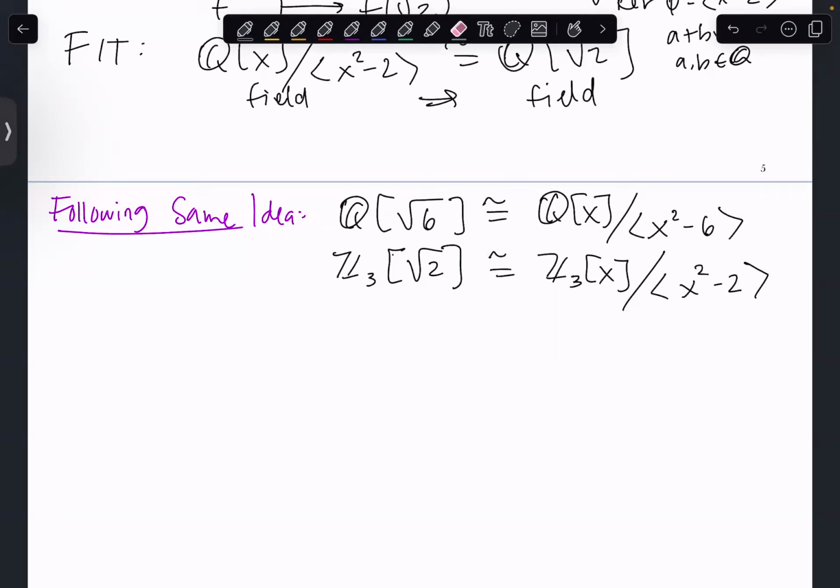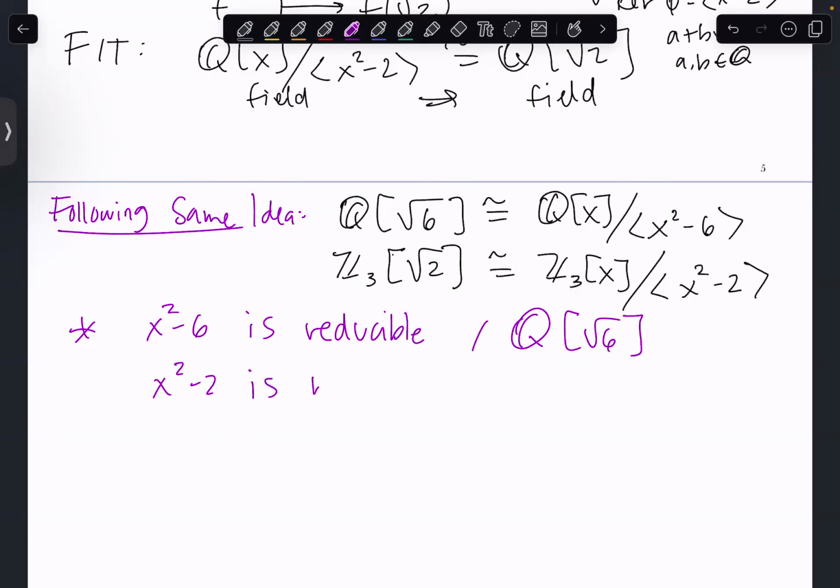is, and really we won't do too much work in this, but maybe I'll make these comments here. Well, x squared minus 6 is reducible over this new field that we found. And we had x squared minus 2 is reducible over this field now as well.